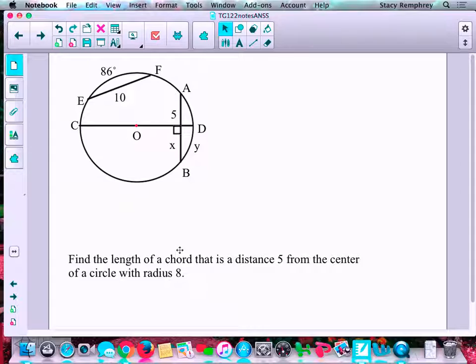Okay, again, give this one a try, see what you can figure out, and then we will come back to it.